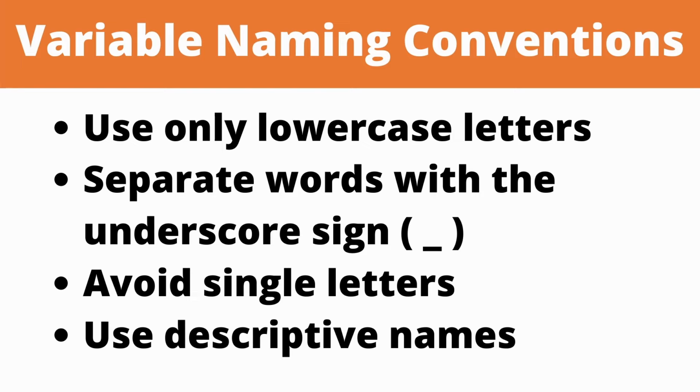In addition to the variable naming rules, Python also has variable naming conventions. These are designed to make your code easier to read, easier to understand, and to maintain. The first one is that you should only use lowercase letters. If the name of your variable has more than one word, then the words should be separated by the underscore sign. You should avoid using single letters as names of variables, and you should use as descriptive names as possible.